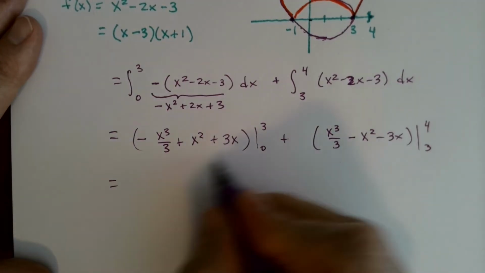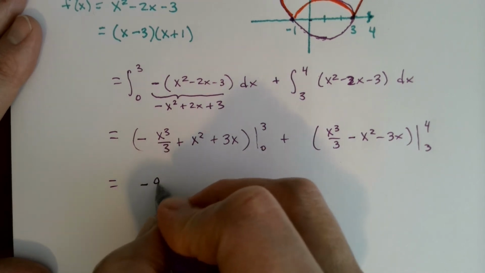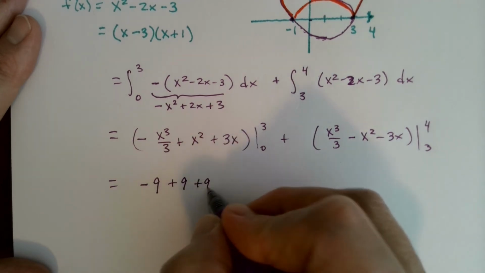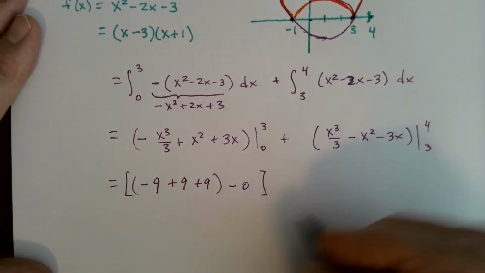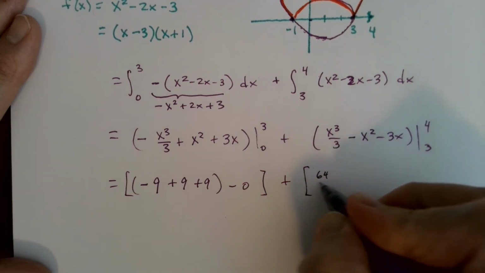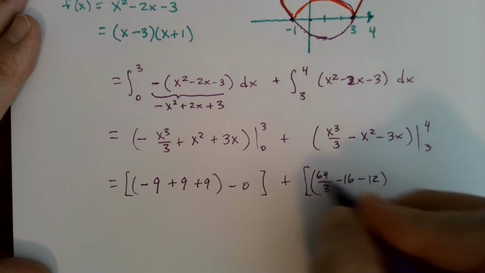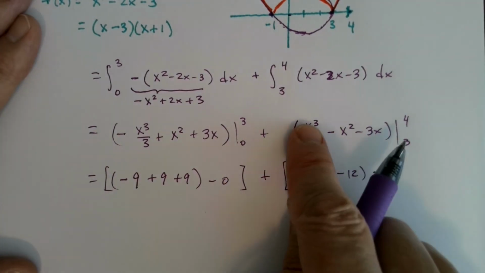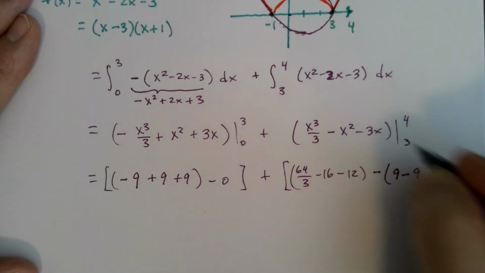And the rest is just plug and chug, so to speak. Plug in 3 here. 3 cubed is 27, divided by 3 is 9, negative 9. 3 squared, positive 9. 3 times 3, positive 9. Minus what? Plug in 0 there, I get 0. Over here, let's do this one, and then we'll come back to the other. If I plug in 4, 4 cubed is 64 thirds, minus 16, 3 times 4 is 12. That's evaluating that at 4, minus the evaluation at 3. Very similar to what we did over here. 3 cubed is 27, divided by 3 is 9, minus 3 squared, minus 3 times 3.